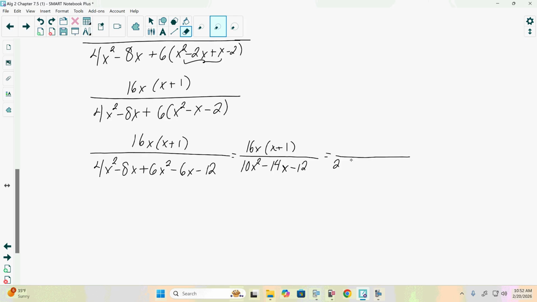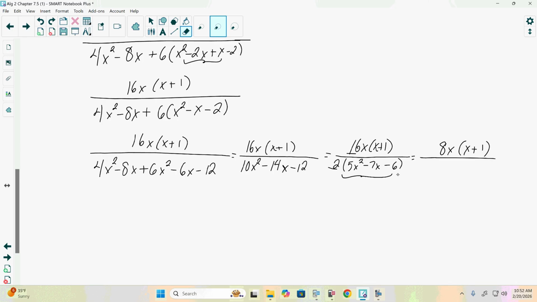Now there is a greatest common factor of 2 that we can factor out. Now outside, the 16 over 2, the 16 on top would simplify to 8 because I'm going to do simplifying in one step. 16 divided by 2 is 8. We're good there.